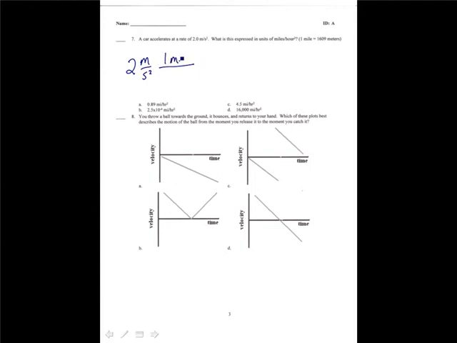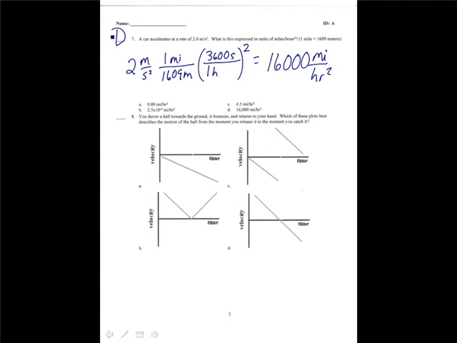And 1 mile, the problem tells us, is 1609 meters, and then in 1 hour there are 3600 seconds: 60 seconds in a minute, 60 minutes in an hour. 60 times 60 is 3600. We square that to give seconds squared, hours squared, and that gives us 16,000 miles per hour squared. So that is option D.